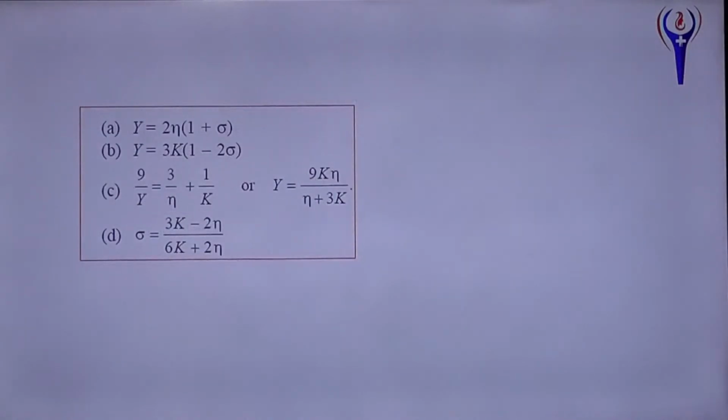And this gives the relationship between the three moduli of elasticity and Poisson's ratio. And this formula only gives the three moduli of elasticity: 9 by Y equals 3 by N plus 1 by K. N is the rigidity modulus, K is the bulk modulus.